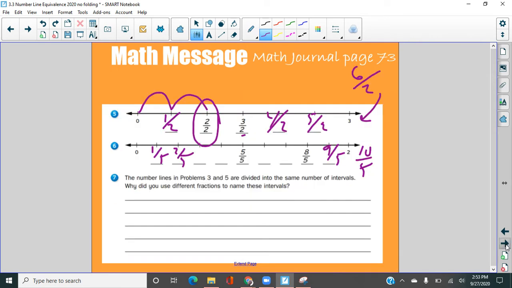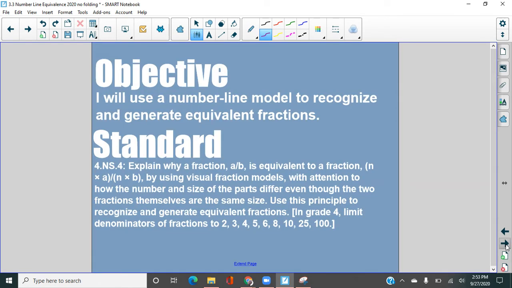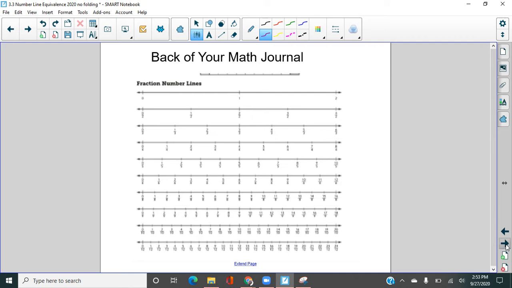Okay, so I want to save some time to get to a tool that you have. Today we're using number lines to generate some equivalent fractions. Look in the very, very back of your math journal. This is on the inside front cover. This is going to be your new favorite tool.